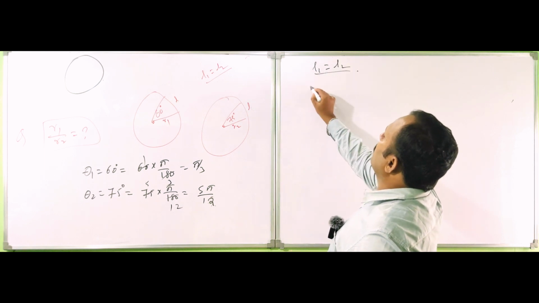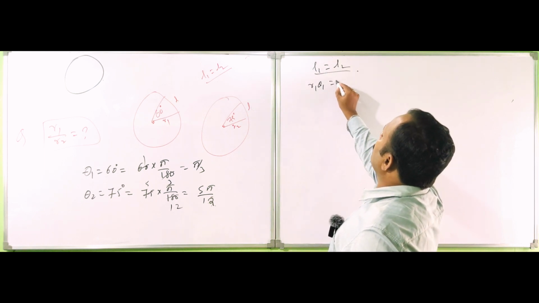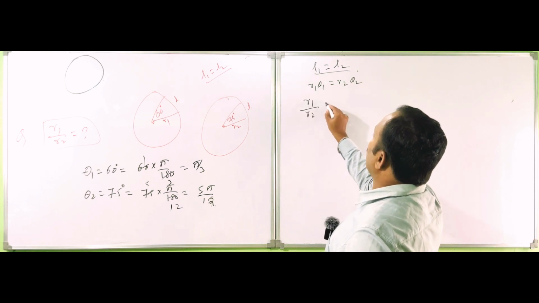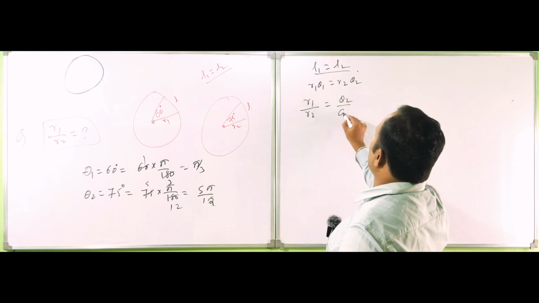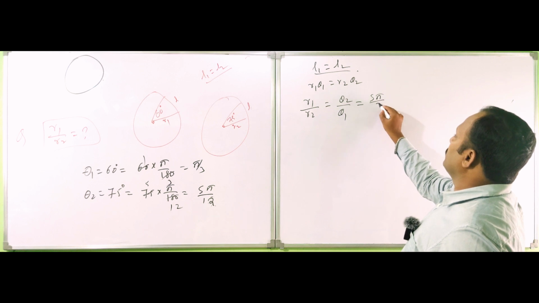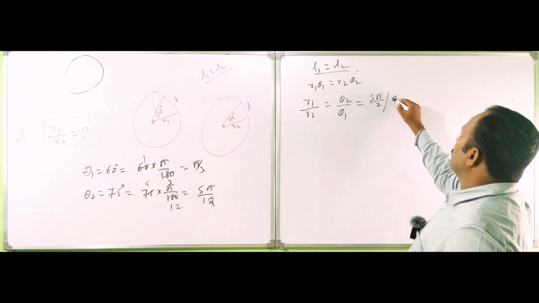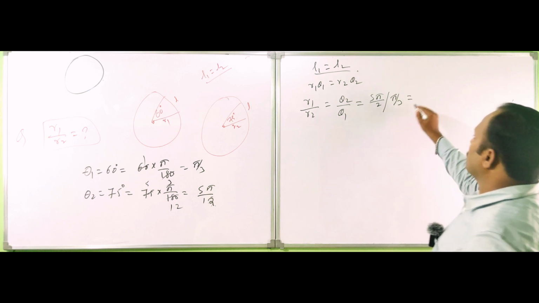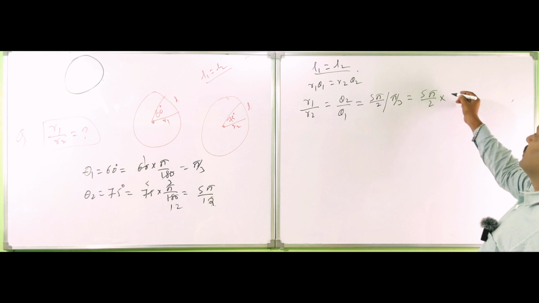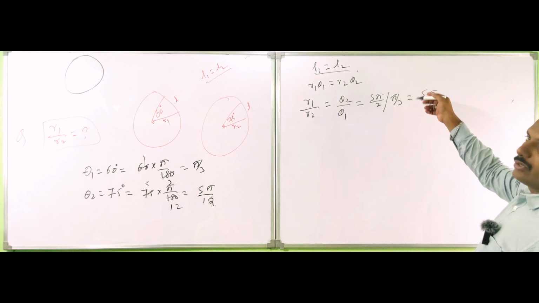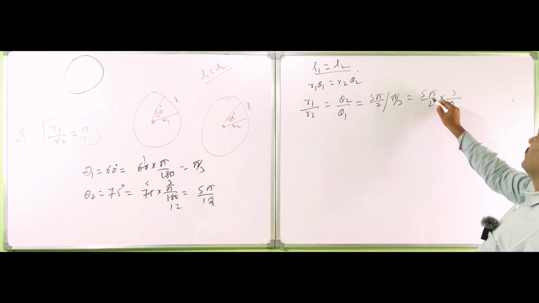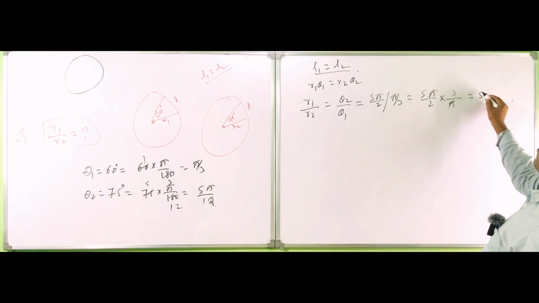Then R1 theta 1 is equal to R2 theta 2. What we need is R1 by R2, which means theta 2 by theta 1. This gives 5 pi by 12 divided by pi by 3. The denominator becomes numerator and the numerator becomes denominator, so 3 by pi, and pi cancels.